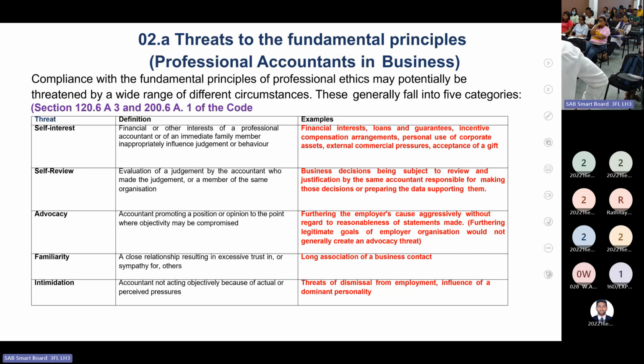Intimidation. Accountant not acting objectively because of actual or perceived pressure. Right? So it is a kind of pressure, right? If you don't do what I say, I will send you home the next day.